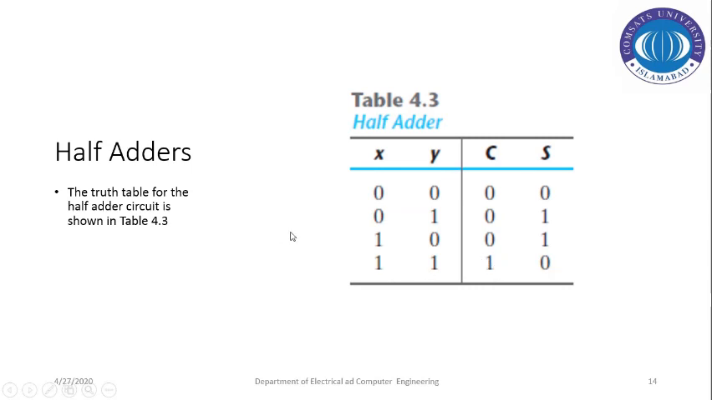So we can represent these sum and carry into Boolean functions. We can say that sum is equal to X prime Y or X Y prime. These are the two main terms associated with sum, in which the output is equal to 1, and we get those combinations of inputs and represent them in minterms format.